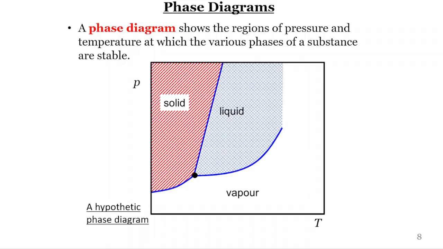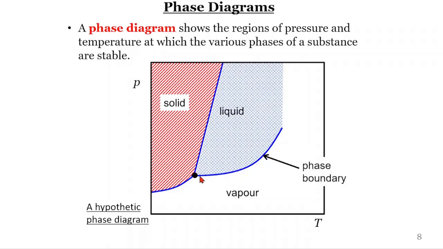So here is a hypothetical phase diagram: pressure against temperature. At low temperatures and higher pressures, the substance exists as solid. As temperature increases, the liquid phase is more stable. Further increment in temperature leads to the gaseous phase being more stable. Whereas below this line, the gaseous phase is also more stable than the rest of the phases.